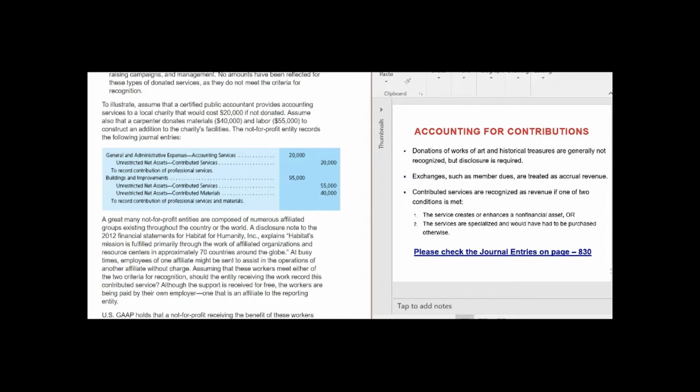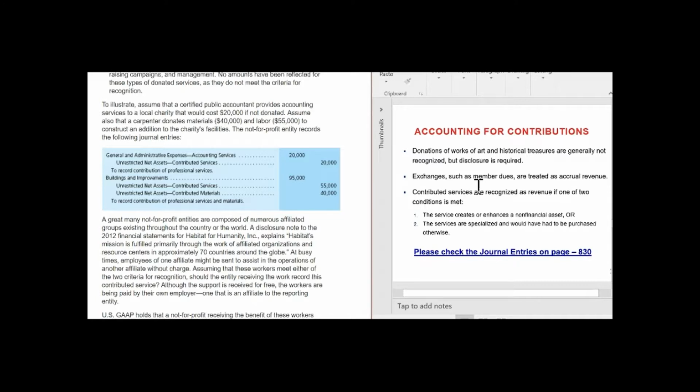Now let's see the accounting for contributions. There could be different types of contribution, and first we're going to focus on art or historical treasures. FASB says that you don't need to recognize, but you need to disclose this type of information. Actually, this is really very interesting. In 1990, FASB issued an exposure draft, and they proposed that all not-for-profit entities must record all contributions, including all works of art and museum pieces, as assets. Then what happened?